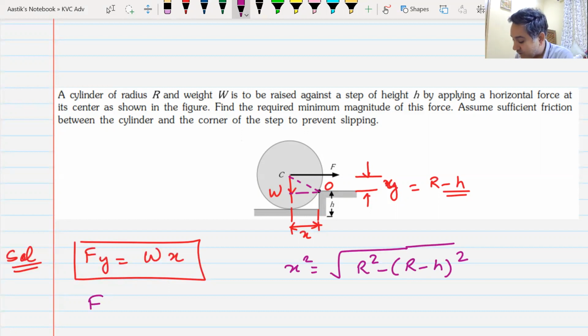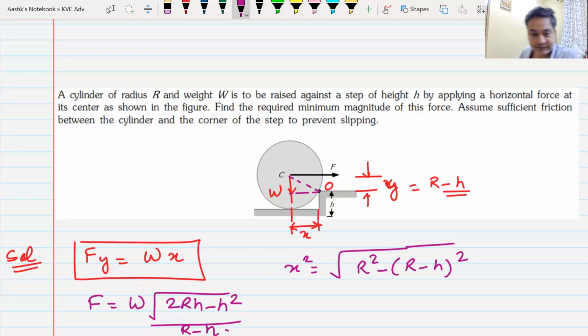So you put the value of X and you will get the value of F as W times root over 2RH minus H squared, divided by R minus H. Do we understand this? Yes or no?